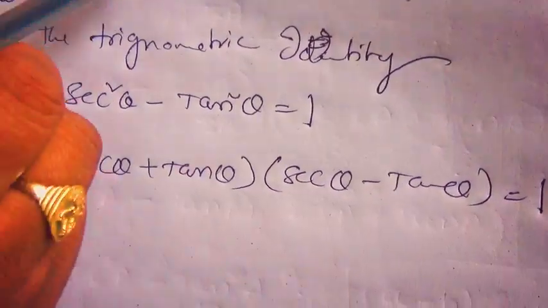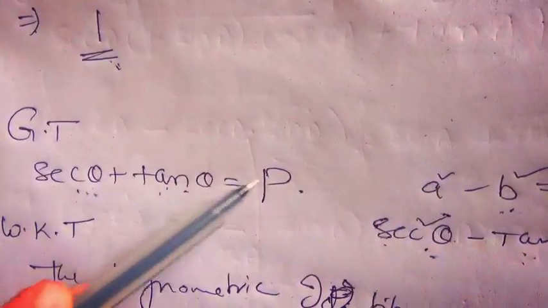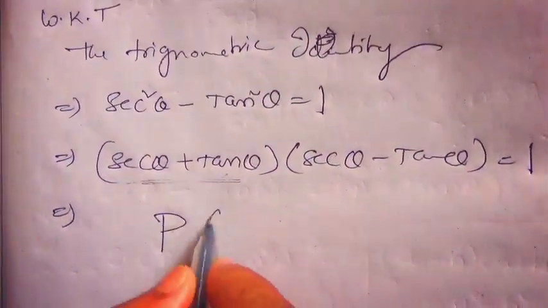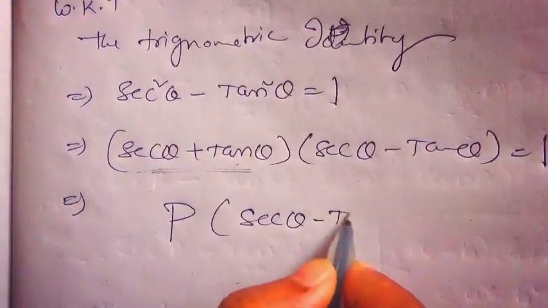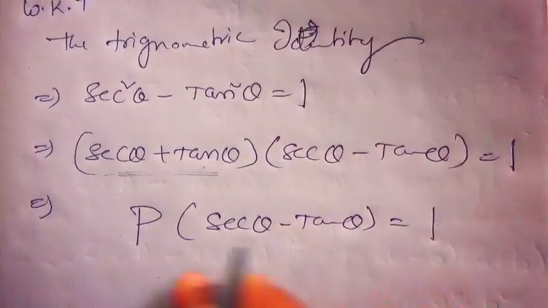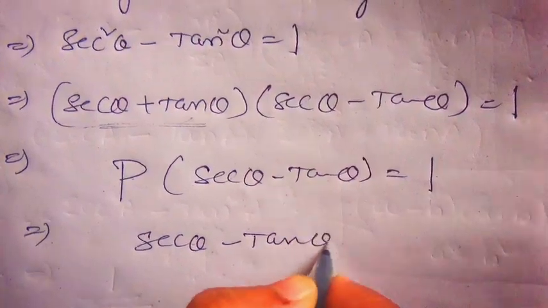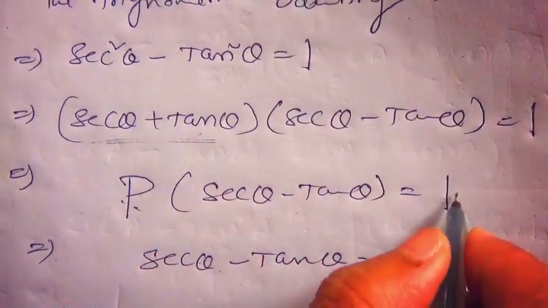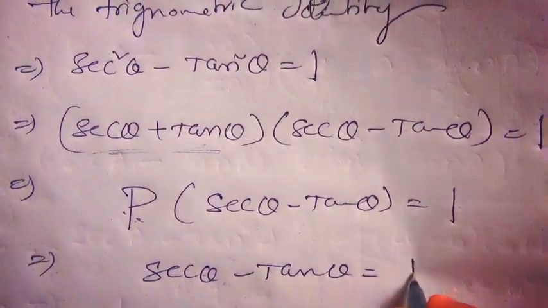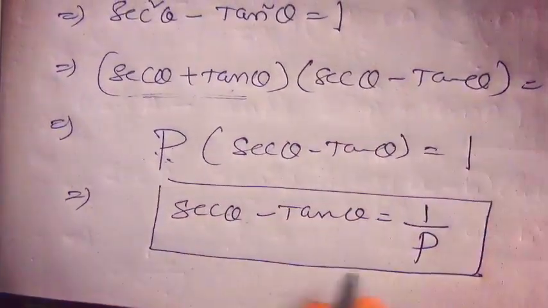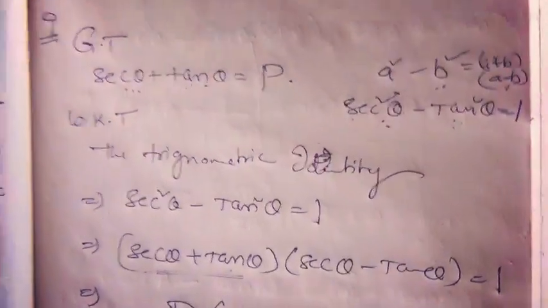We know already, given that secant theta plus tan theta is equal to P. In the place of this secant theta plus tan theta, you just write P: secant theta minus tan theta into P is equal to 1. That implies secant theta minus tan theta is equal to 1 by P. So here the value of secant theta minus tan theta is equal to 1 by P. That is the answer for this 9th question.